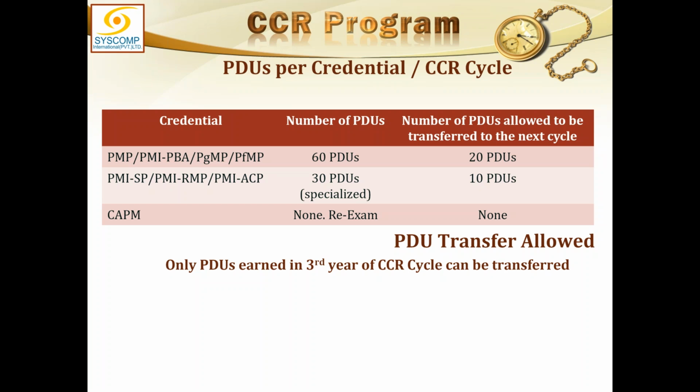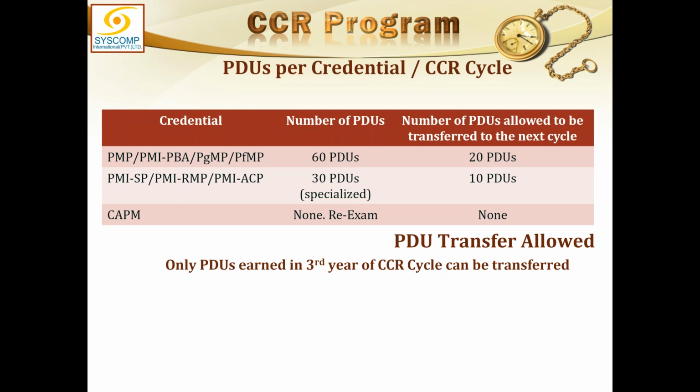If you have attained all 100 units in the first year and nothing in second and nothing in third, then you will not get any 20 PDUs for the next cycle. Only 60 PDUs will be counted for your current fulfillment, and remaining 40 will be thrown off.